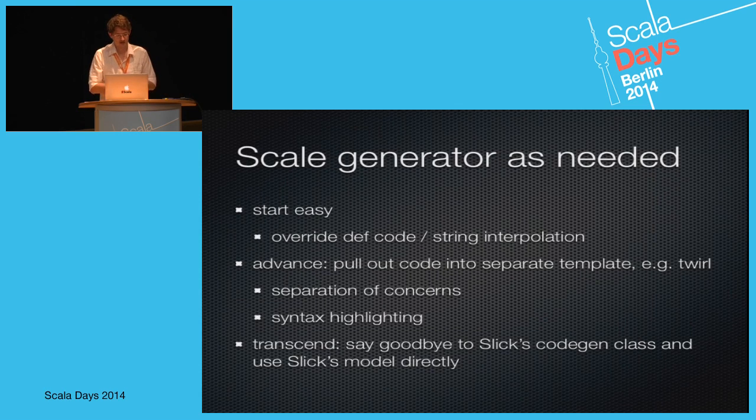And you can start very easy. You can just use the Slick code generator, override some defs, do some string interpolation. Then at some point, maybe it gets too large. You pull out the templating stuff into a separate template. We use Twirl, which is the Play template engine. So we basically have the same templates we use with Play, which is nice because it's a separate file. On the one hand, it separates concerns. On the other hand, you get syntax highlighting. If you put Sublime to Scala mode with the Play template that generates Scala code, it looks very readable.